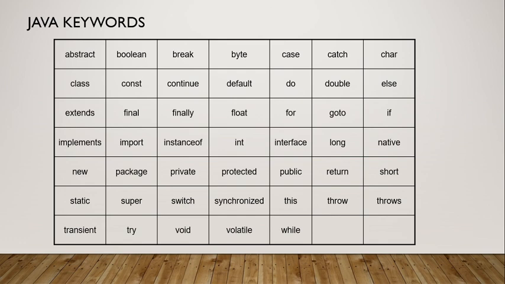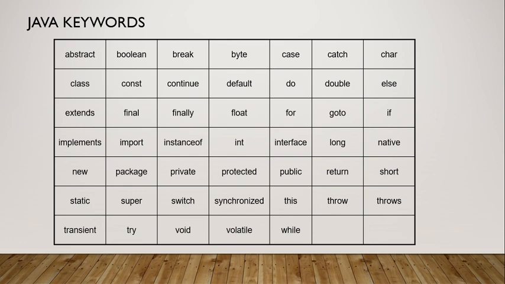Transient. Java transient keyword is used in serialization. If you define any data member as transient, it will not be serialized. Try. Java try keyword is used to start a block of code that will be tested for exceptions. The try block must be followed by either catch or finally block.